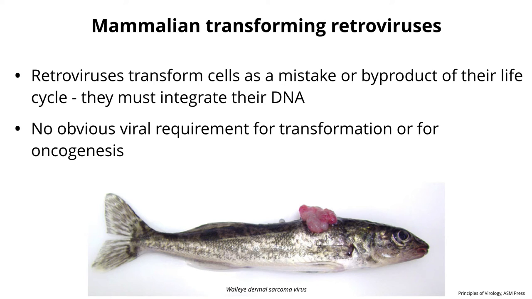But this sarcoma is needed for the virus to spread between fish, because these tumors form and then they drop off into the water, and that's how the virus spreads to other fish. So it is actually needed for transmission of the virus. So to say that transformation is not needed for retrovirus replication isn't correct. So I thank her for that correction. And there are probably more out there. As I said, there are always asterisks, and that's that one.